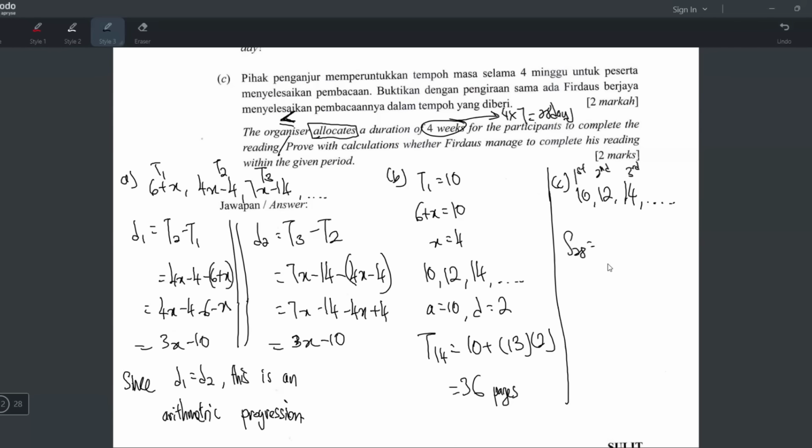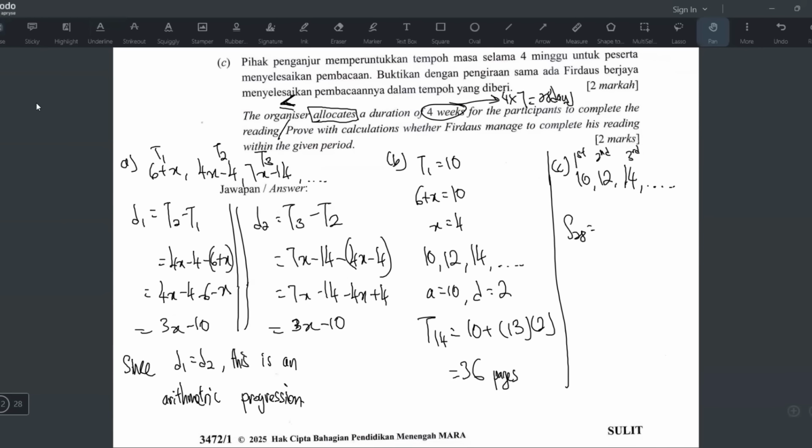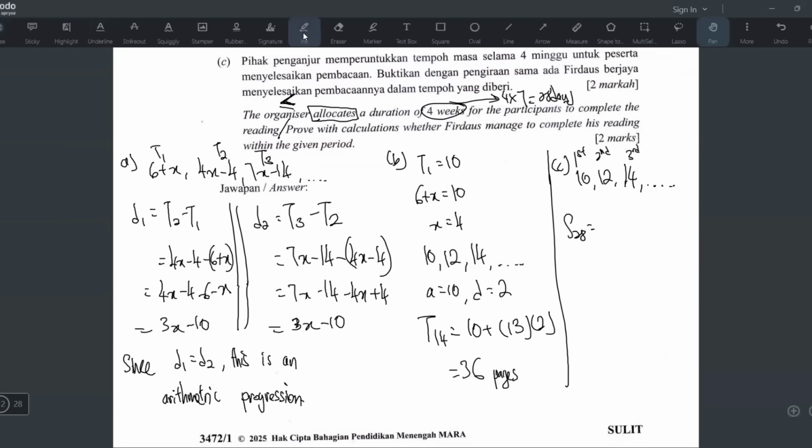Of course, if it's less than 1000, that means you cannot finish lah. Because if your S28 is less than 1000, it means you tak sempat baca 1000 pages lah. You only managed to read less than 1000. But if it's more than 1000, then that means you complete the program lah. You complete the reading within the period.